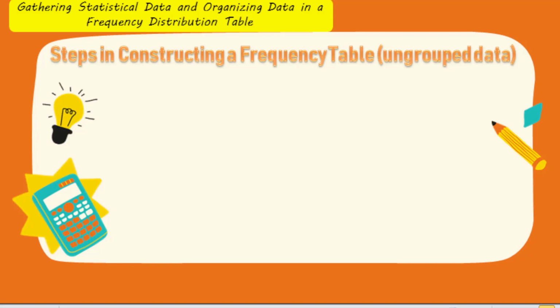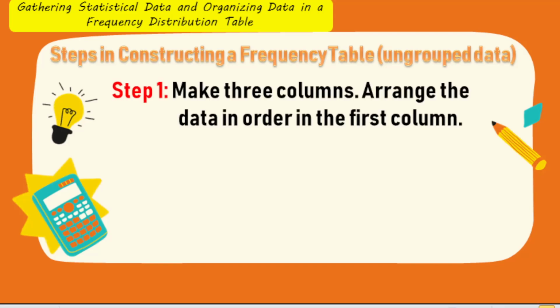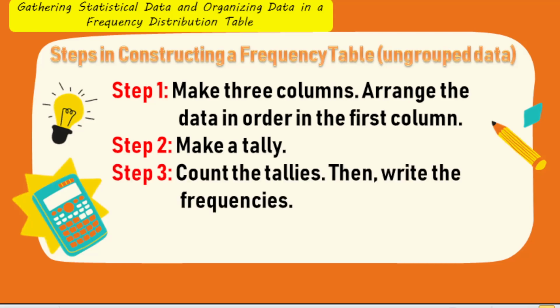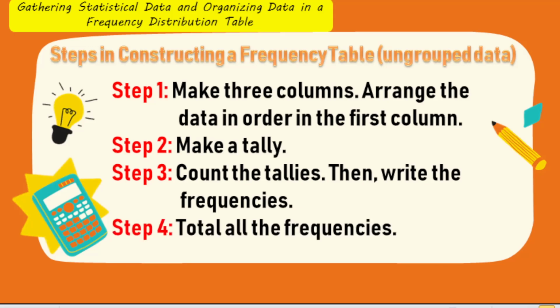So, we have steps in constructing a frequency table of ungrouped data. Step 1. Make 3 columns. Arrange the data in order in the first column. Step 2. Make a tally. Step 3, count the tallies. Then, write the frequencies. And step 4, total all the frequencies.